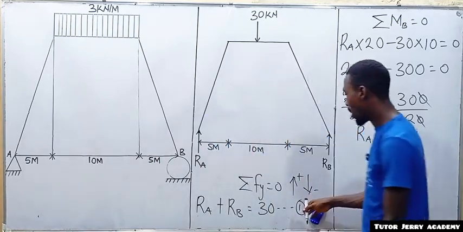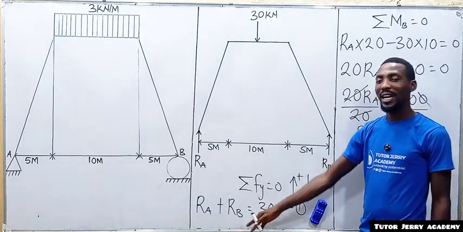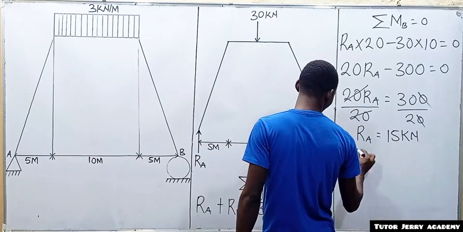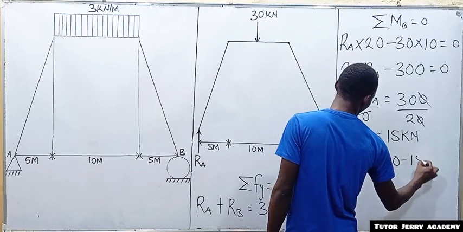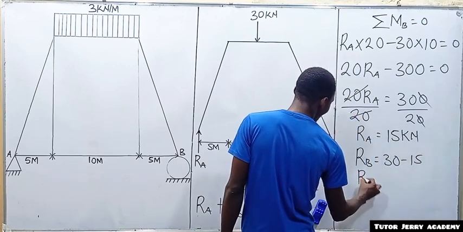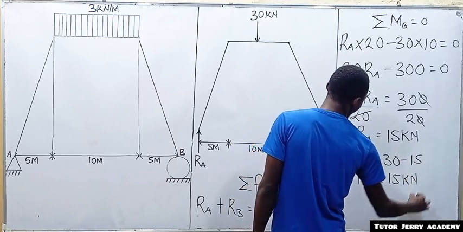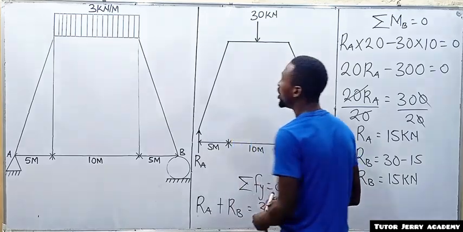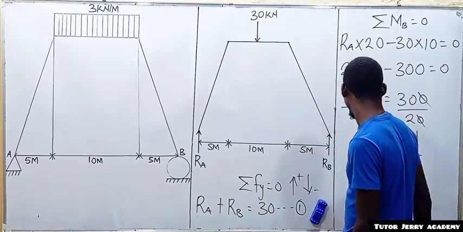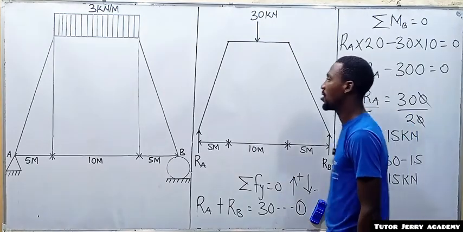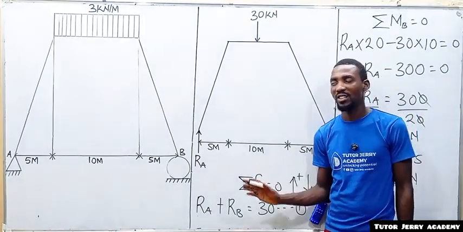All right, so for us to get our reaction at B, from equation number 1, we have RA plus RB equals 30. We make our reaction at B the subject. Our reaction at B will be equal to 30 minus 15. So RB will be equal to 15 kilonewton. So the load is shared equally. I hope you understand. So that is all about this question. I hope you find this interesting.